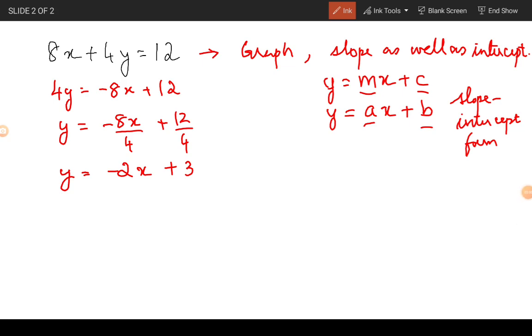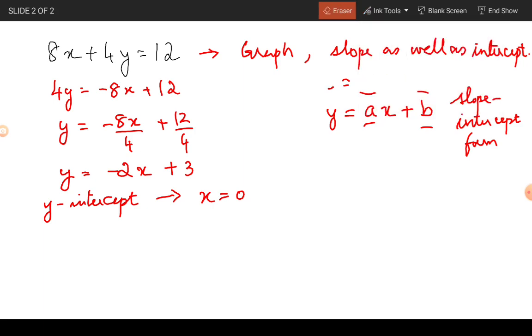As you can see, if it has not been told to graph the equation, from this slope-intercept form itself you can state that the slope will be minus 2 and the y-intercept will be 3. Remember, the y-intercept is always given by putting x equal to 0 in the original equation or in the slope-intercept equation. Okay, now let's try and plot it. Since they asked us to graph it, let us graph it.